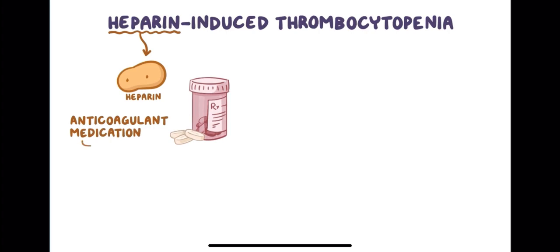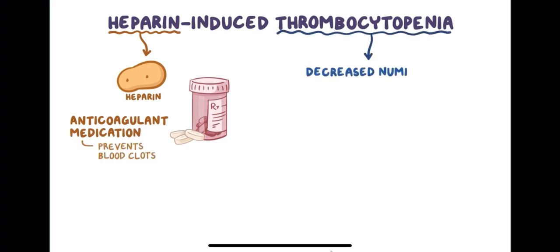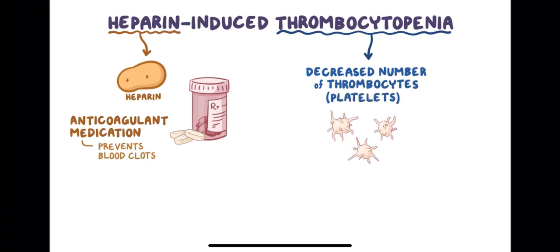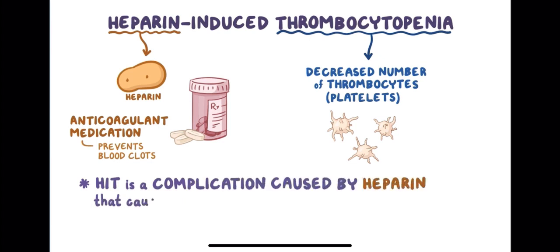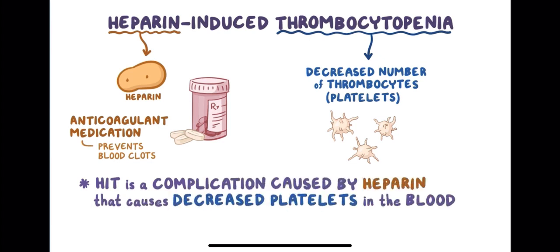The term heparin-induced thrombocytopenia can be divided into two parts. Heparin refers to an anticoagulant medication which prevents blood clots from forming, and thrombocytopenia refers to decreased number of thrombocytes or platelets in the blood. So, heparin-induced thrombocytopenia, or HIT, is a complication caused by heparin that results in decreased platelets in the blood.